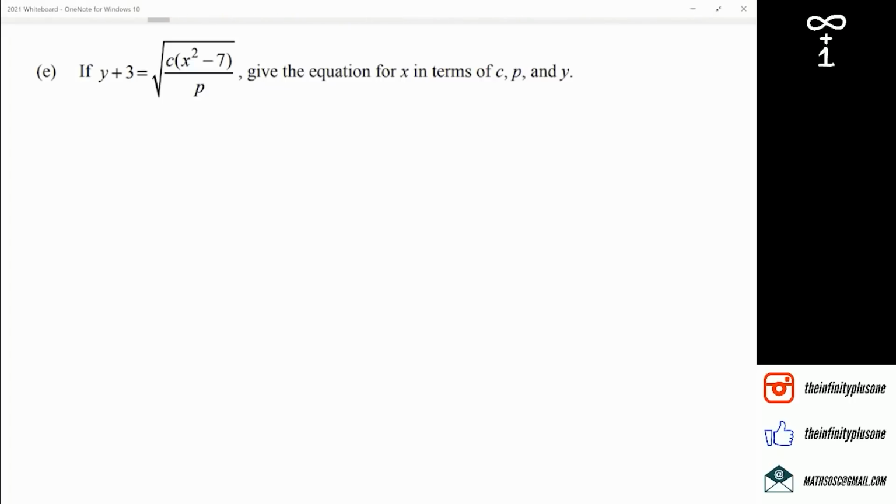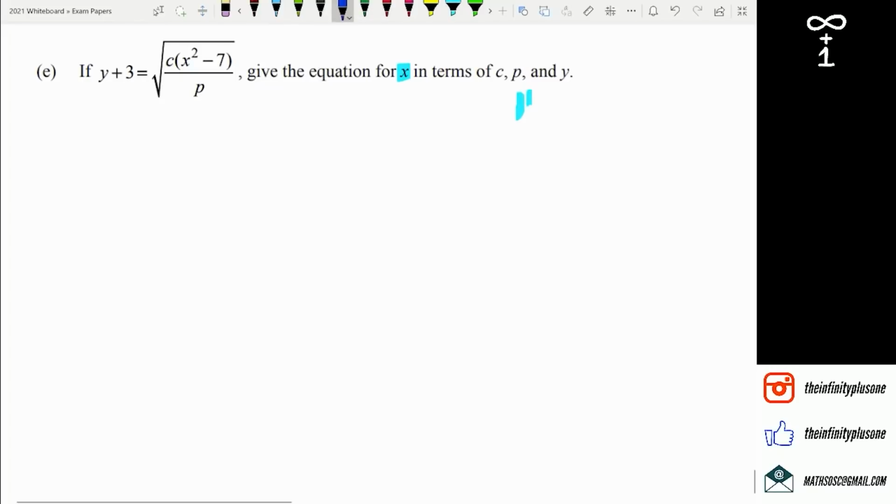So the first step that you want to really do is, the question is asking to write x in terms of everything else. So what we're looking for, our final answer has to look something like this: x equals blah, blah, blah, whatever. The y needs to be on the other side, the c needs to be on the other side, and the p needs to be on the other side. So we want to get rid of all of those things.